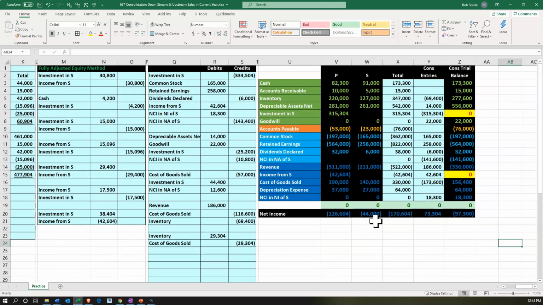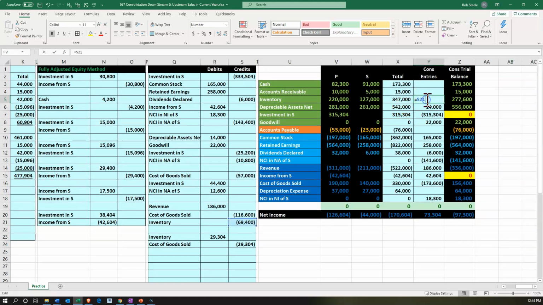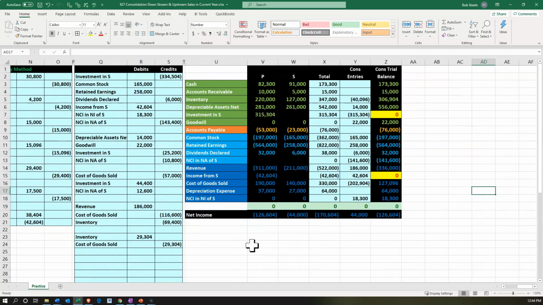And if we record that, then we've got the inventory. I'm going to double click on the inventory plus. That's going to be the 29,304. And the cost of goods sold, I'm going to say plus and pick up the 29,304 there. All right, so there we have it.